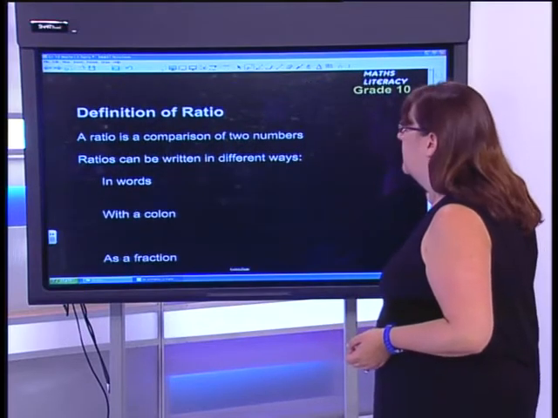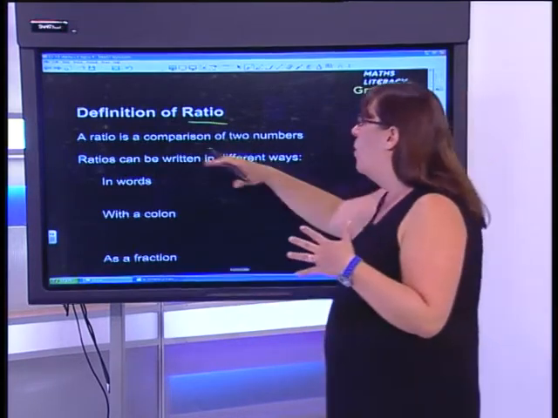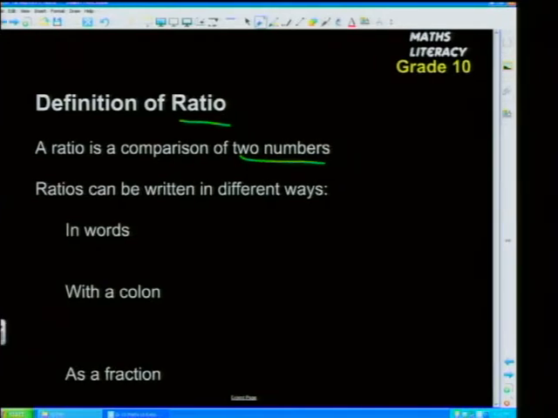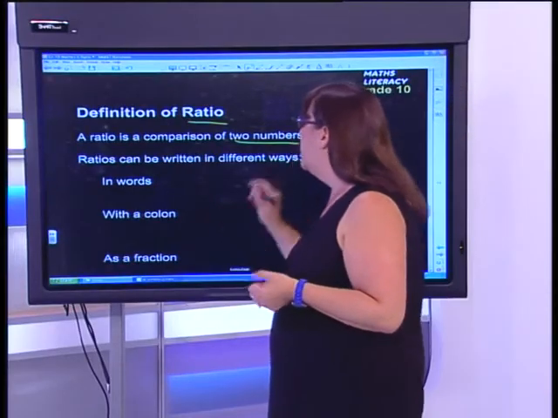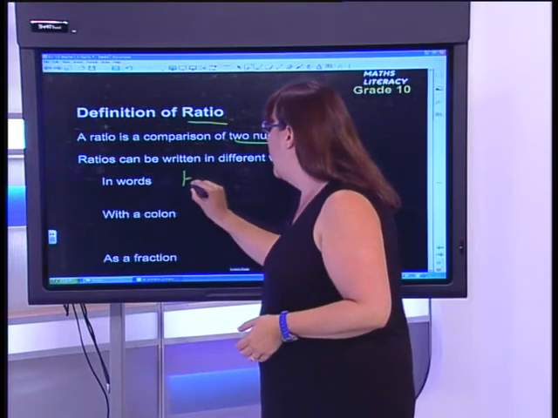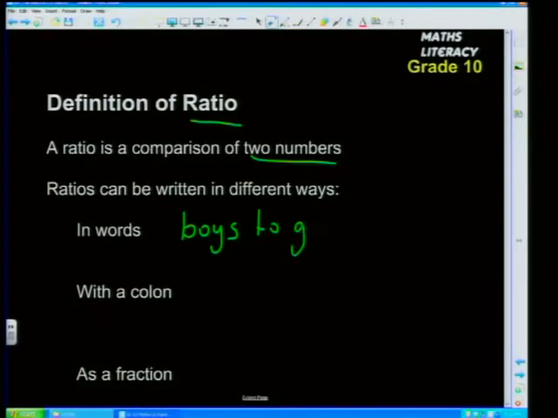Right. So starting off with ratio. A ratio is a wonderful thing. It's a comparison of two numbers. Ratio can be written in 3 different ways. We can write it in words. So let's think about a ratio of, say, boys to girls. So I can have my ratio of boys to girls. And I'm looking at the relationship of these two things, the boys and the girls. I can write it as a colon, with boys to girls.